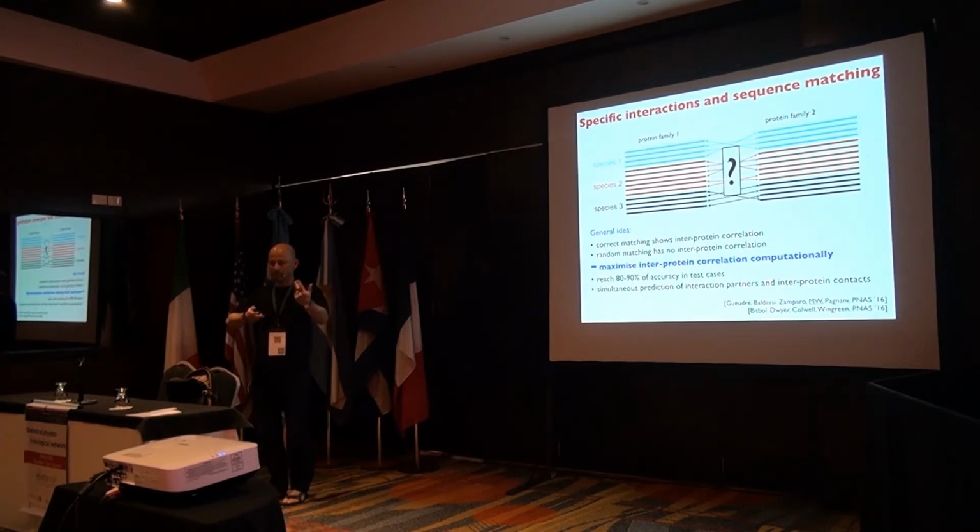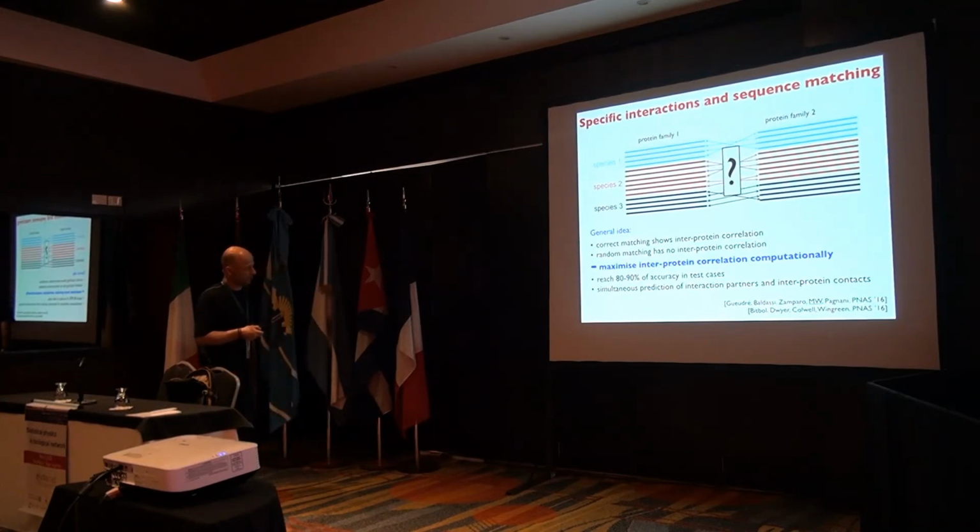Now imagine the opposite case, that I make a totally random matching. You probably will have very small couplings, because you have no correlations, or almost no correlations left between the two. So why not use a procedure which actually maximizes the inter-protein correlation or coupling computationally? It's relatively complicated. I will show you on the next slide some idea of how we did this.